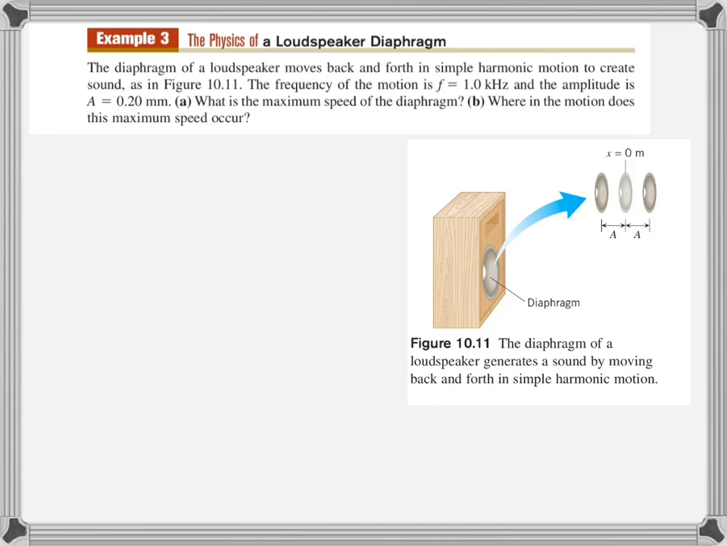Okay, here we're going to look at example 3. They told us that the diaphragm of a loudspeaker moves back and forth in simple harmonic motion to create sound, as figure 10.11 shows. The frequency is 1 kilohertz and the amplitude is 0.20 millimeters. They want to know what the max speed of the diaphragm is and where the motion is when this max speed occurs.